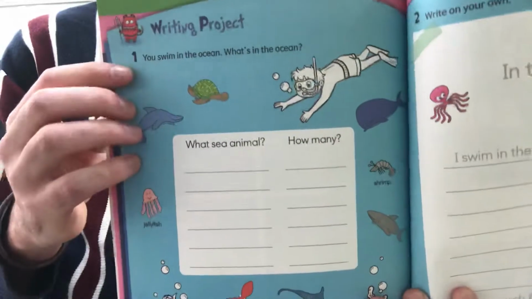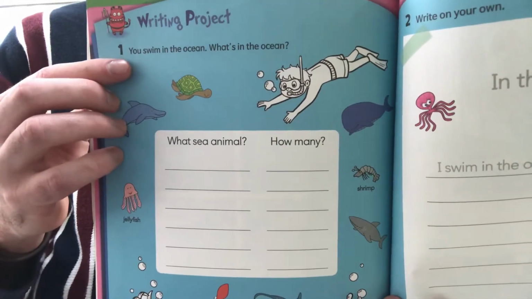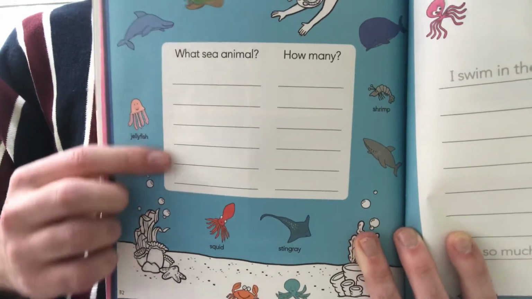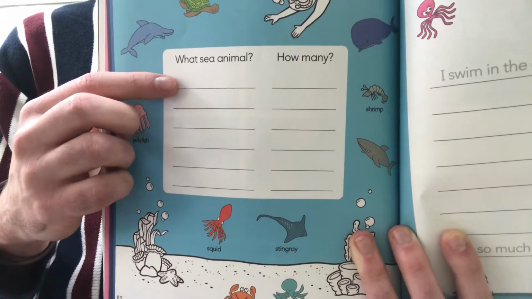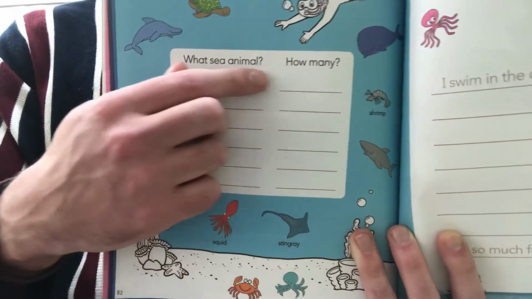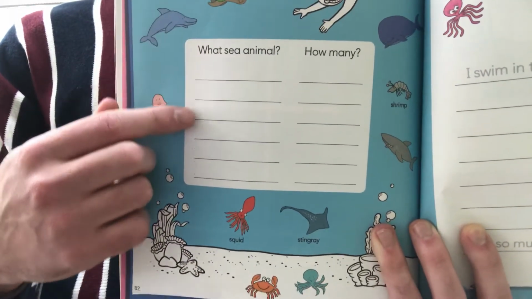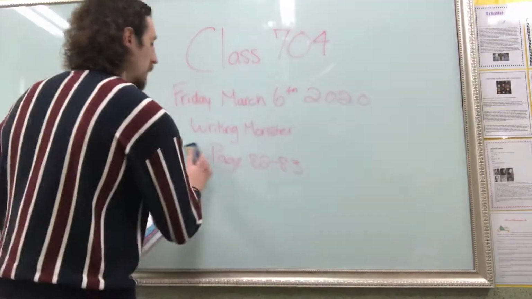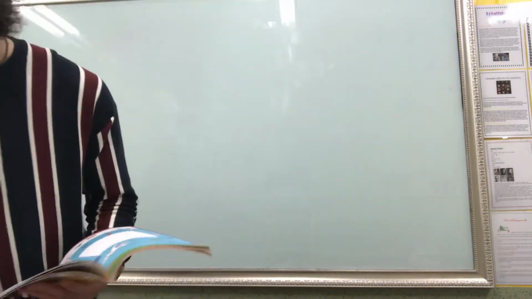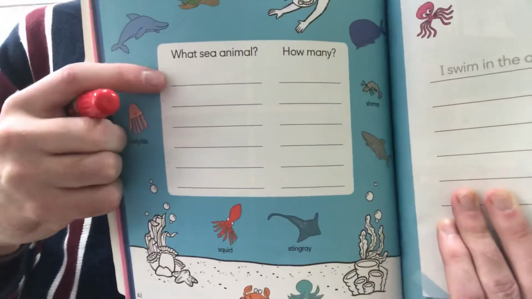So, the first thing that we're going to do today, number 1, you swim in the ocean. What's in the ocean? So we have a list of animals that we see in the ocean, and we have to write how many. Okay? So let's start by listing animals. Okay? So we will erase the board. And let's begin. What is the first animal that we are going to write?